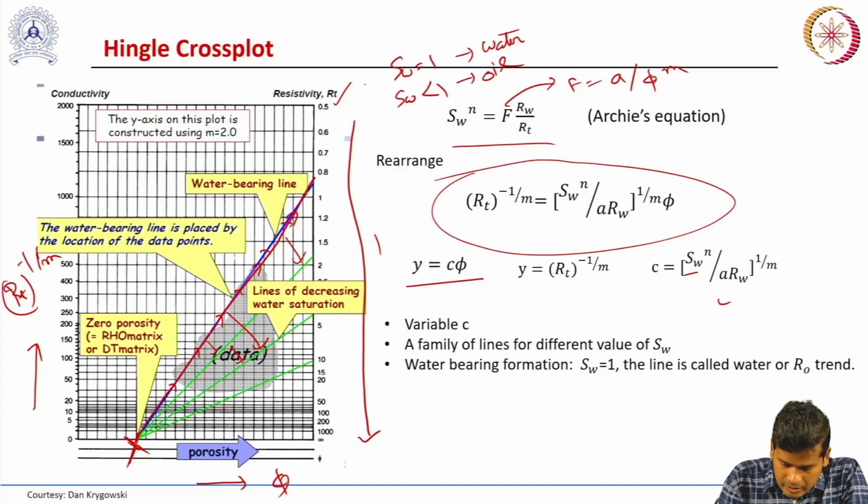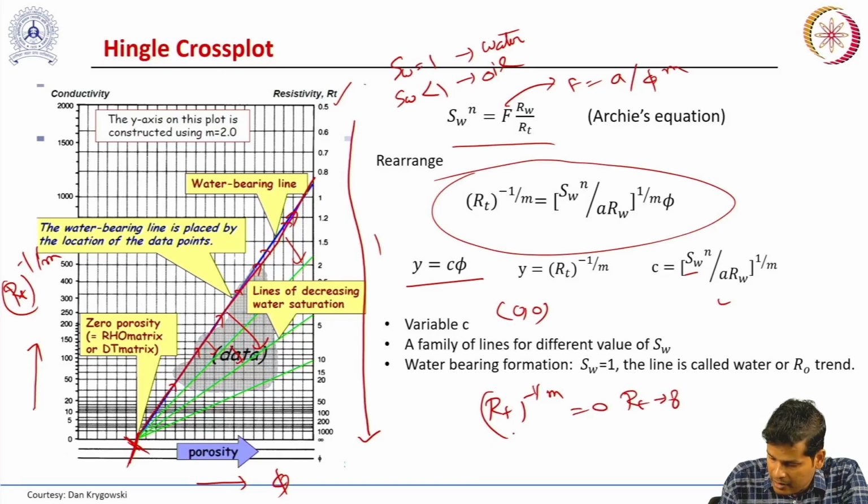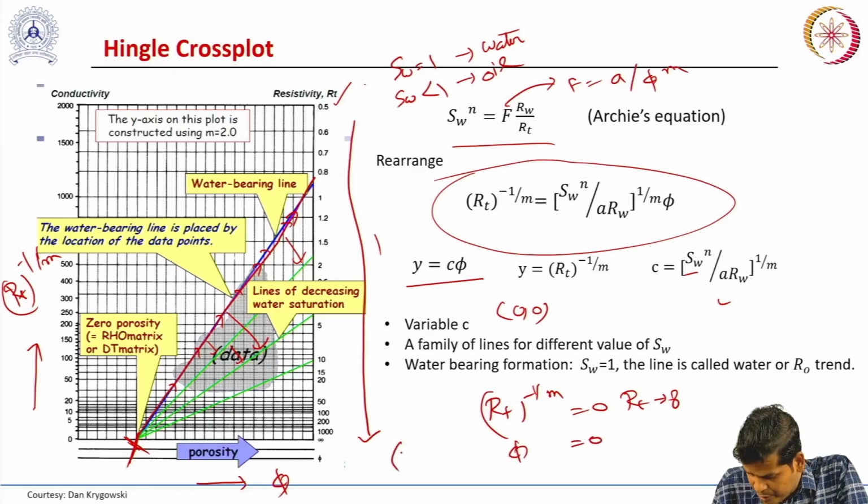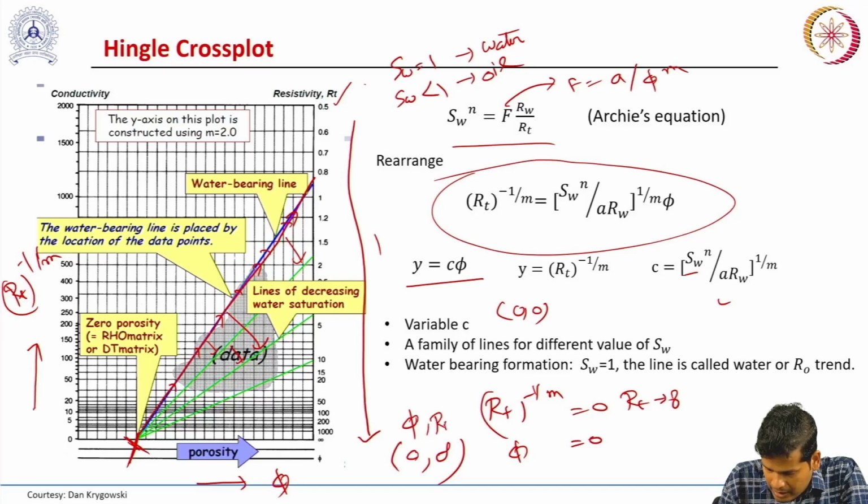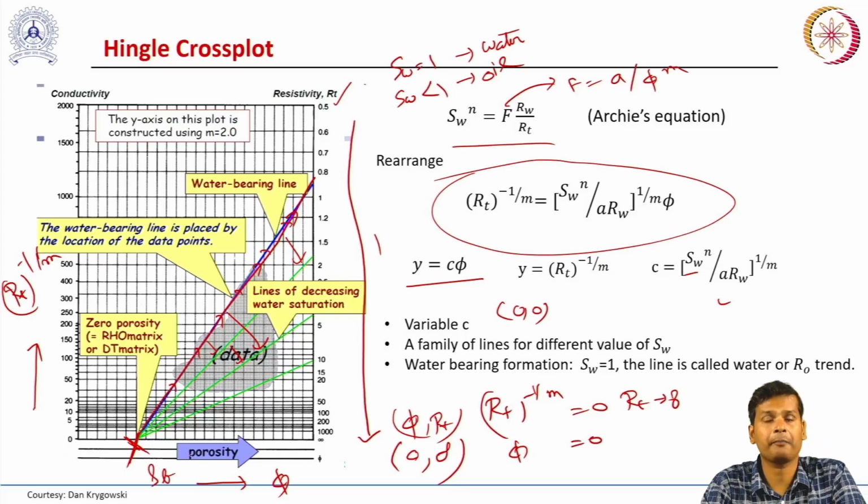Now you can see here it is not going through 0, ideally it should go through 0, 0. That means when RT raised to power minus 1 by m is equal to 0, or RT tends to infinity, and the second point, porosity will be equal to 0. So our origin point should be phi, that is the x coordinate, should be 0, and RT raised to power minus 1 by m should be 0, or RT should be infinity. So this is my porosity and RT value on the origin. Here it is not going through 0, x is not 0, because this is plotted in terms of bulk density. That's why it is not going through 0.